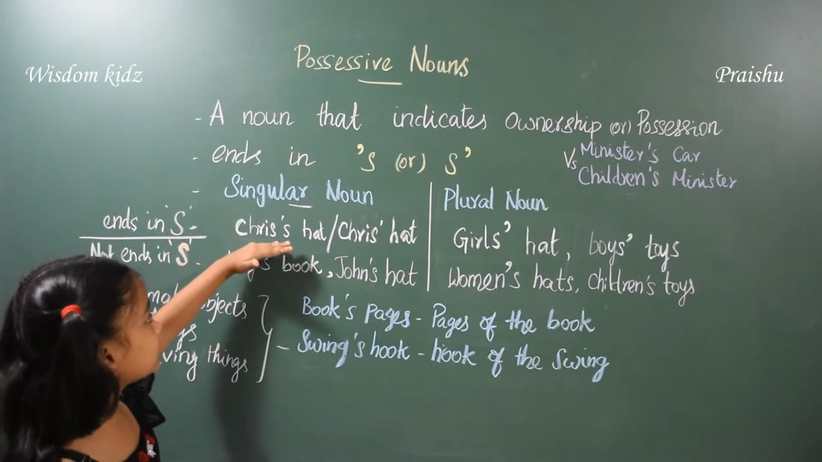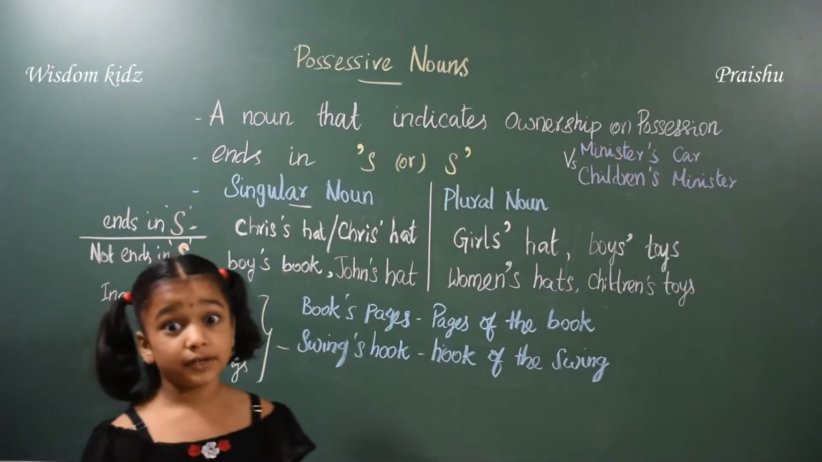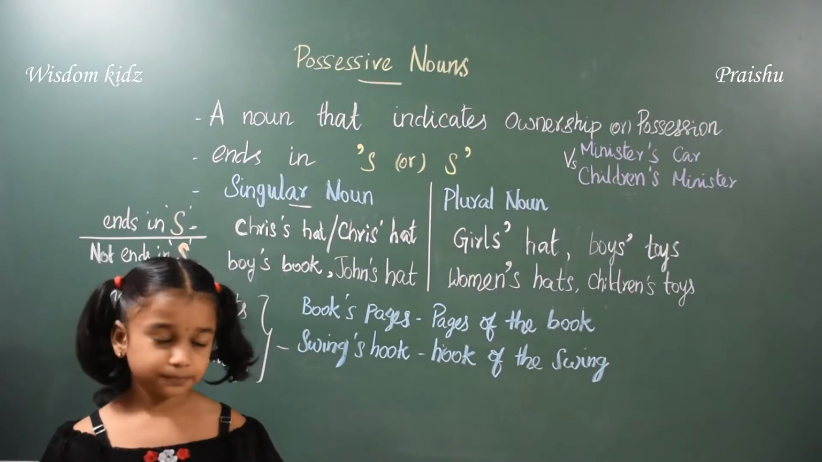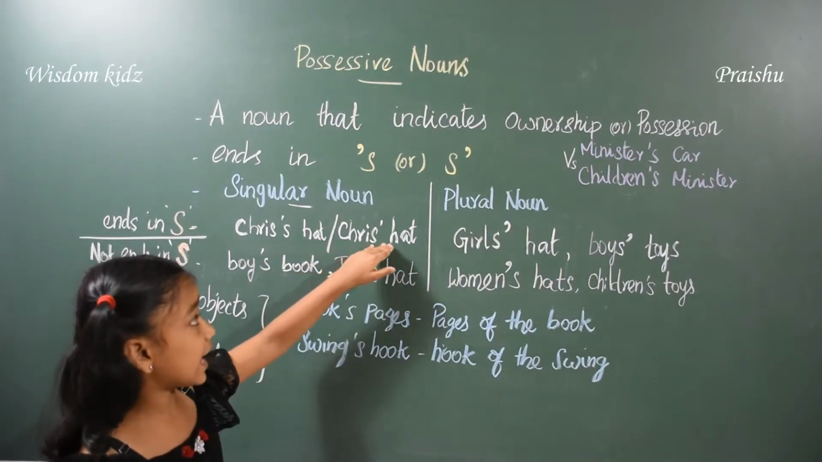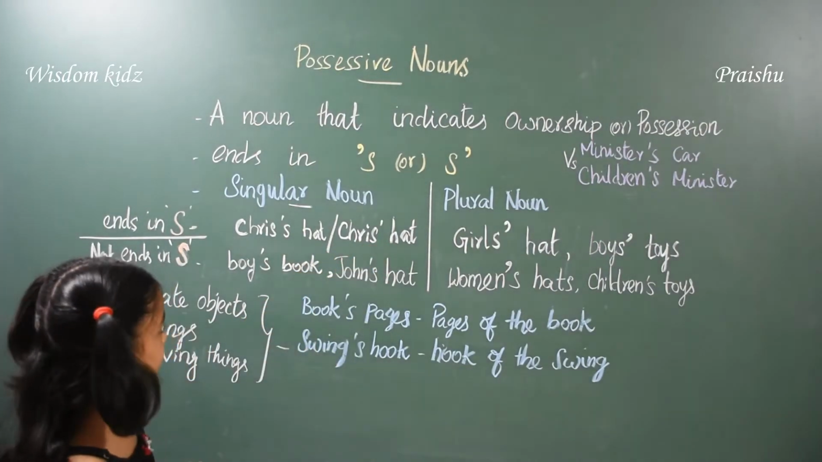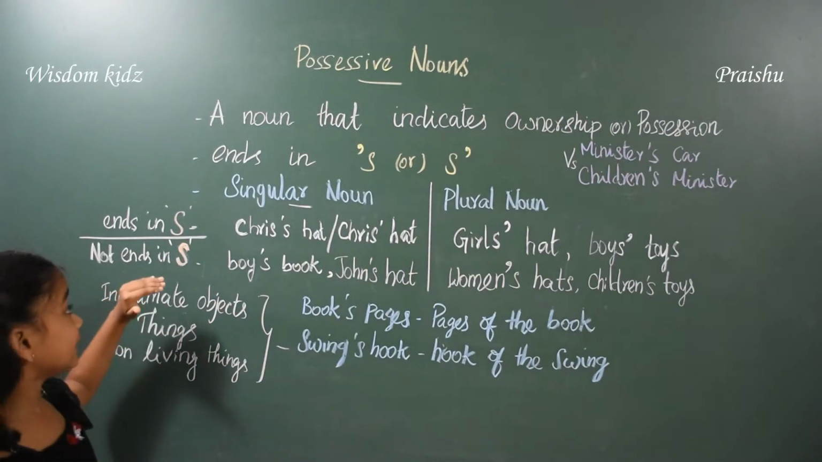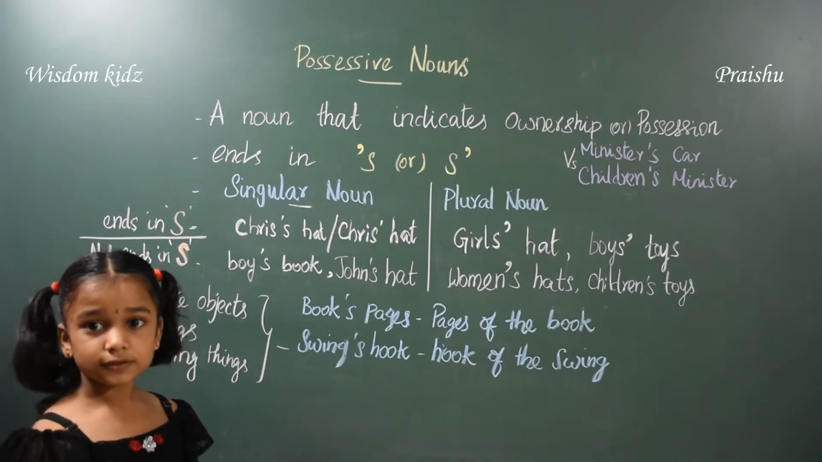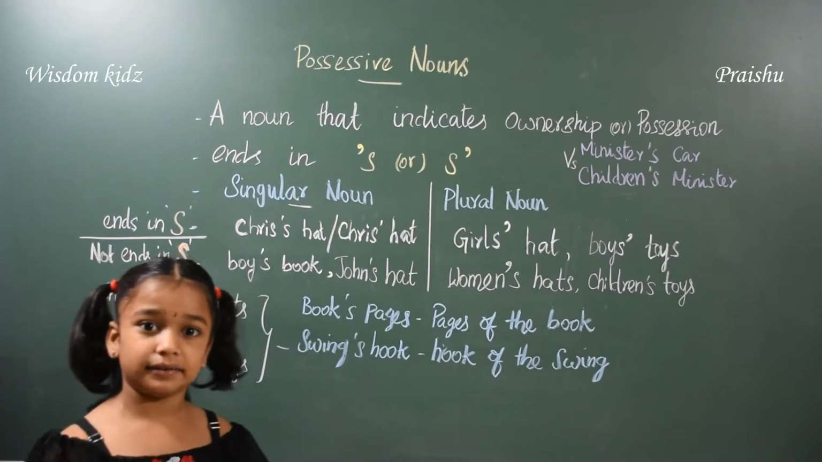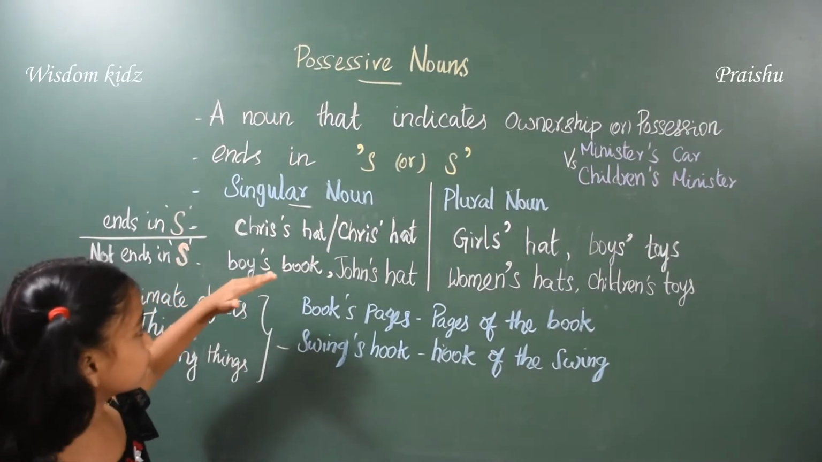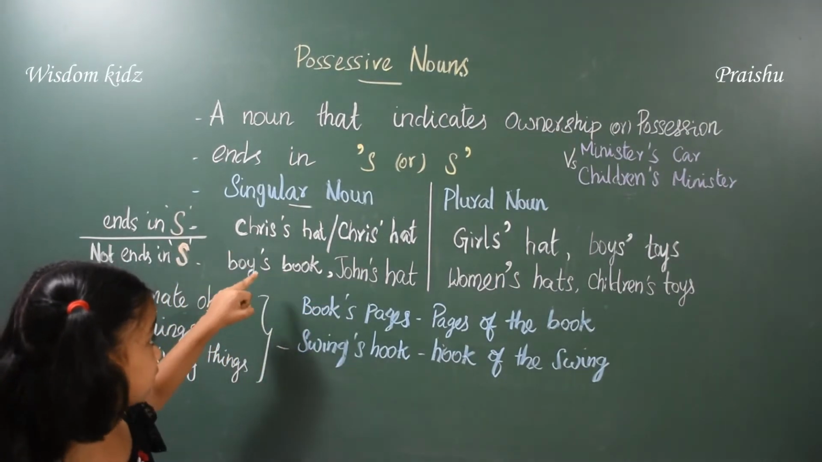See, Chris's hat. I added apostrophe s, so the hat belongs to Chris. In this sentence, I added Chris's hat. This is also correct. If the singular possessive noun does not end in s, we add apostrophe s only. See, the boy's book, John's hat. We added only apostrophe s.